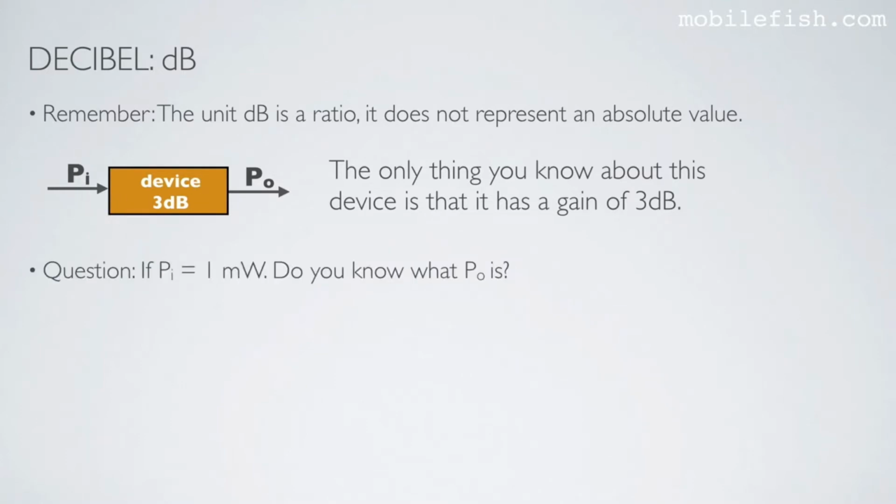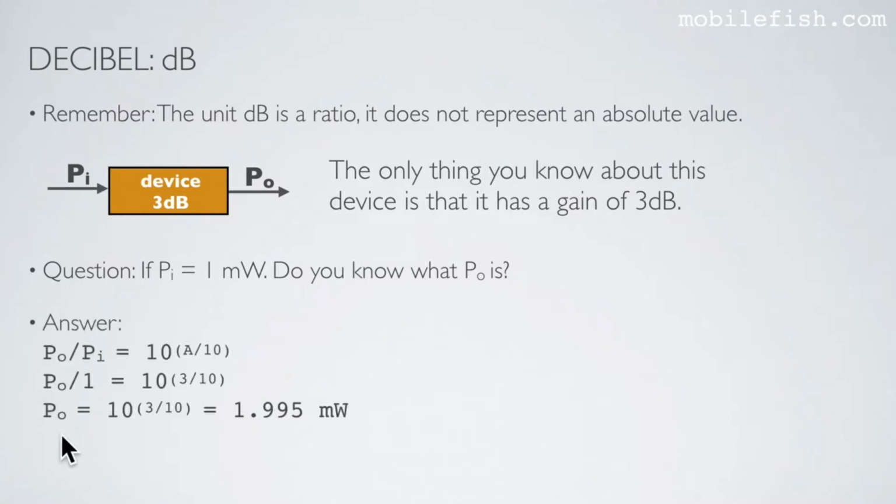Question: if the input power is 1 milliwatt, do you know what the output power is if you use this example? Yes, you know what the output power is. You can use this equation. The input power is 1, so the output power is 1.995 milliwatts.